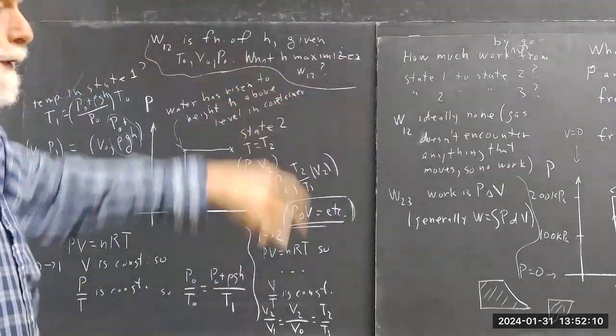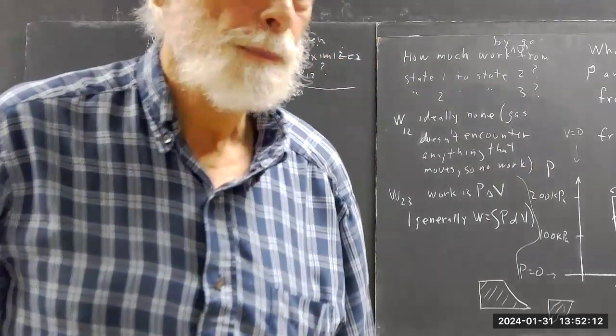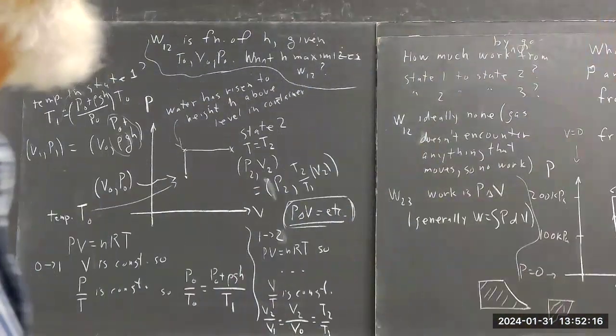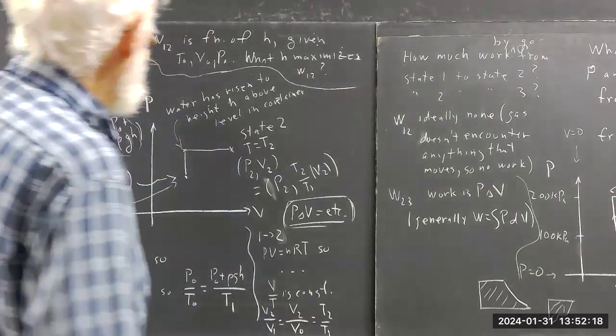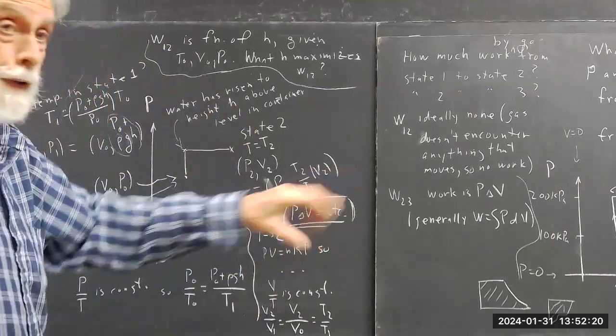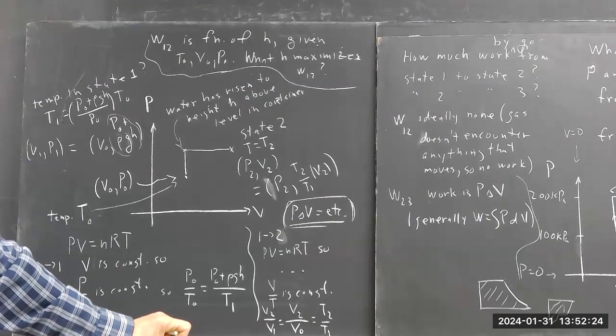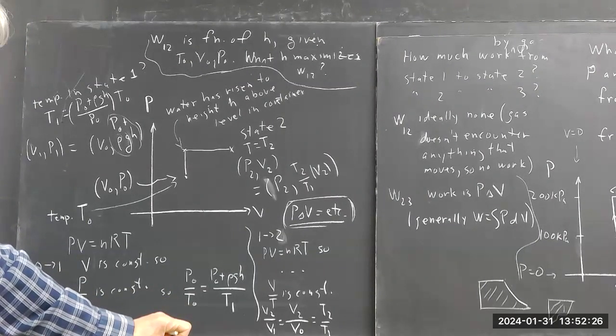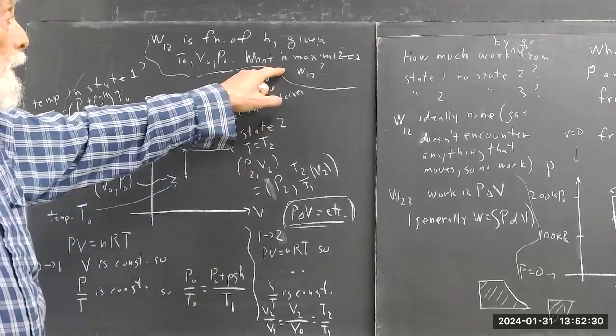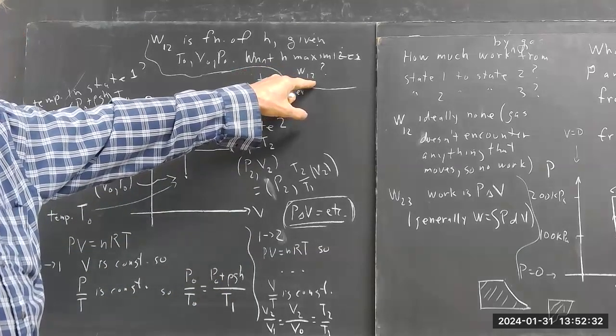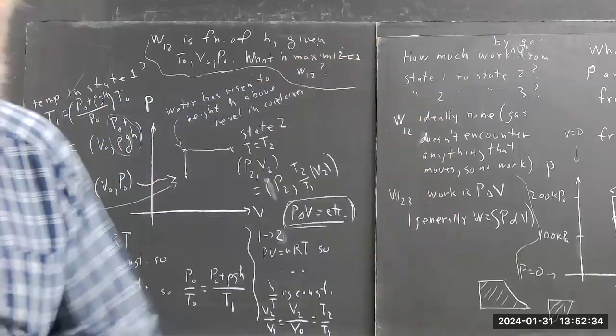So what H maximizes W12? If you write out your expression for W12, and all the pieces are here, they can easily be put together. If you write out your expression for W12, how do you then figure out what H maximizes W12? What would you do with that expression?